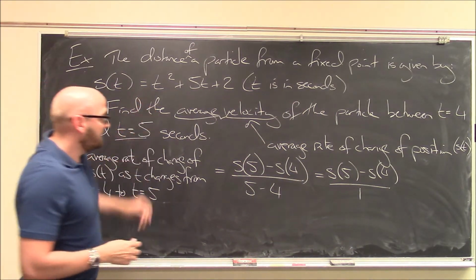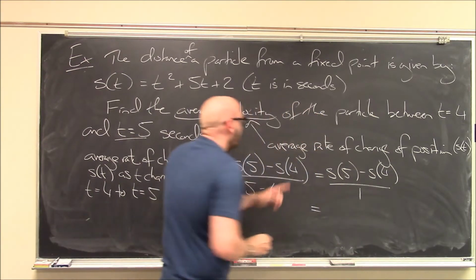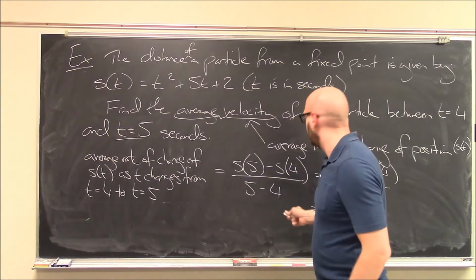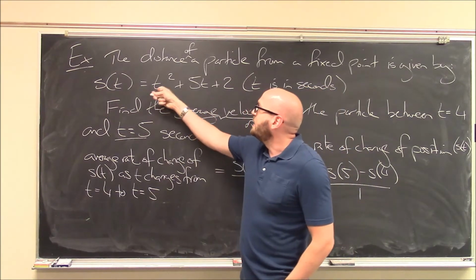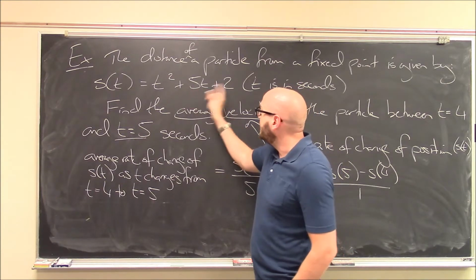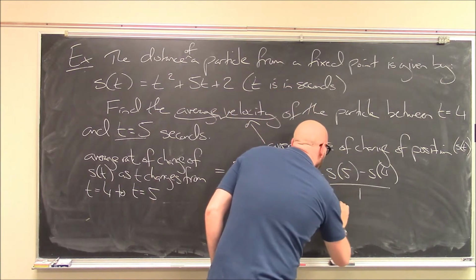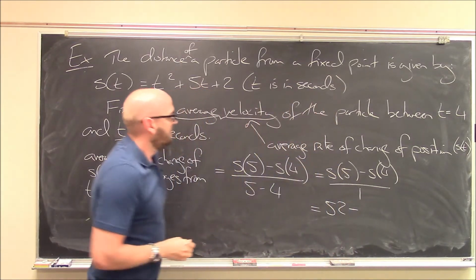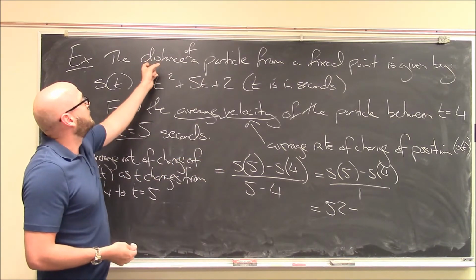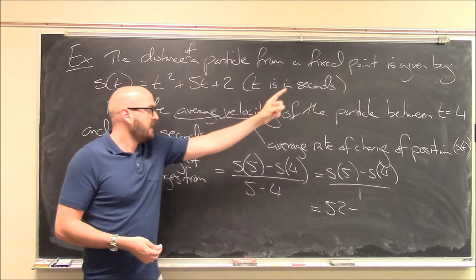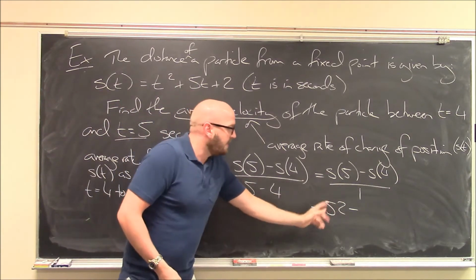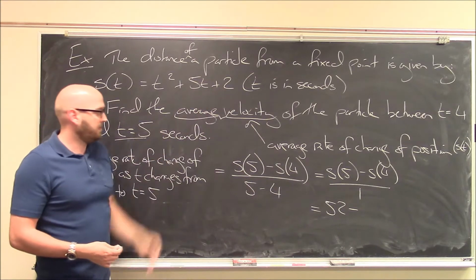So we just have to plug these things in. Dividing by 1 is easy. We just need to plug in 5 and 4. If I plug in 5, I think we can just do this in our head, right? Plug in 5, we've got 25 plus 5 times 5 is 25, so 50 plus 2, we've got 52. Right, what does that represent physically? That tells me at time t equals 5, this function measures the distance of a particle from a fixed point. So at time t equals 5, it's 52 units. I haven't given you a distance unit. It's 52 units away from this point.